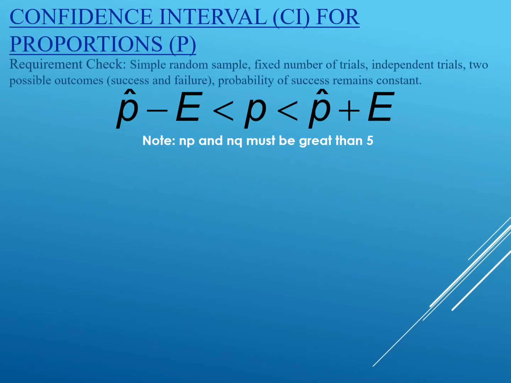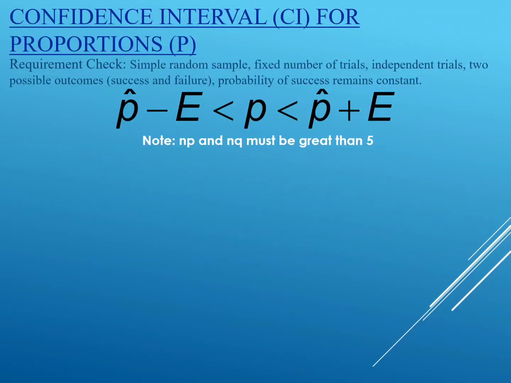So the confidence interval for proportions. First things first is requirement check. Simple random sample, fixed number of trials, independent trials, two possible outcomes, success and failure, probability of success remains constant. Again, these are the same properties and requirements for a binomial distribution. We're talking about a simple random sample, right? So it always has to be random.